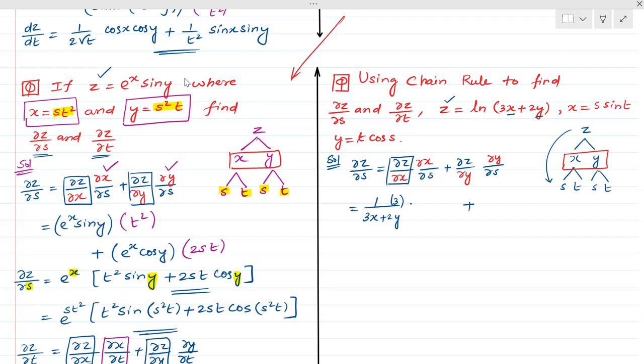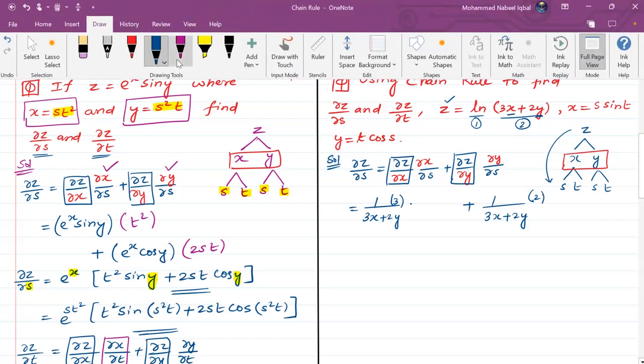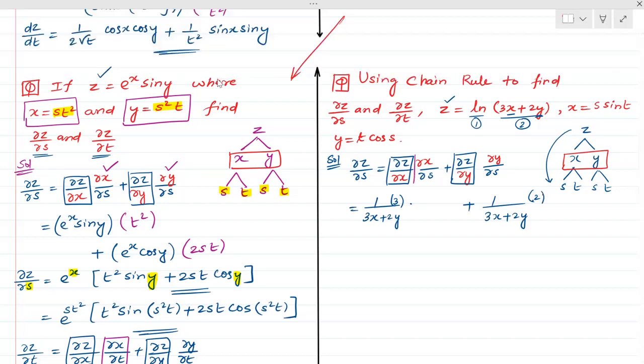Now what about this part? I will calculate this one. dou z over dou y. So 1 over 3x plus 2y, ln is over. What is inside? With respect to y, it is 2. This is done. Now I will calculate this one. What is this one? x with respect to s. When you differentiate, s with respect to s becomes 1, you will get only sine t.